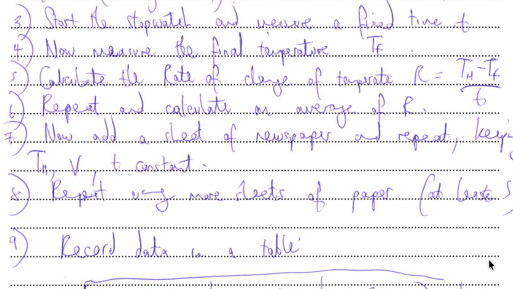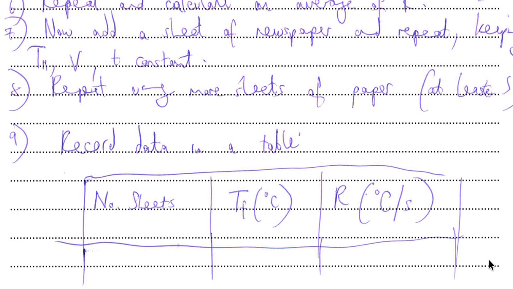Now what I've done here, I've written a really bad table. I didn't have a ruler available. You should draw yours with a ruler, please. We've got the number of sheets, and there's no units for the number of sheets. However, we've got the final temperature. That has got units, degrees Celsius.